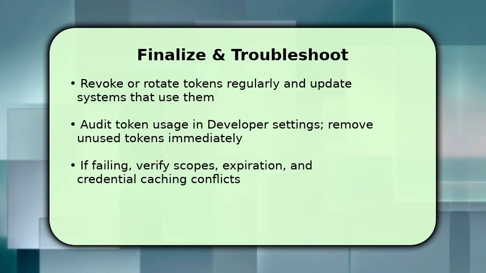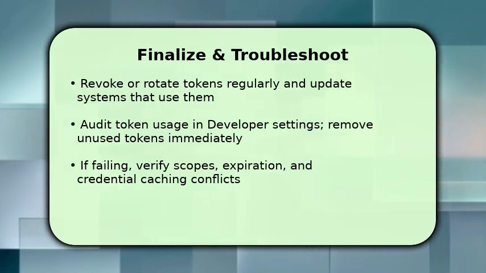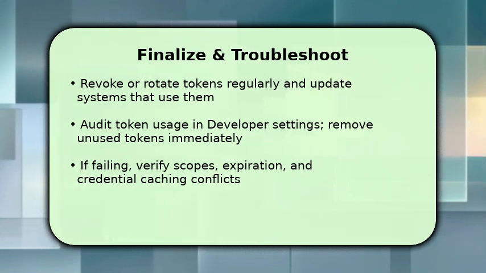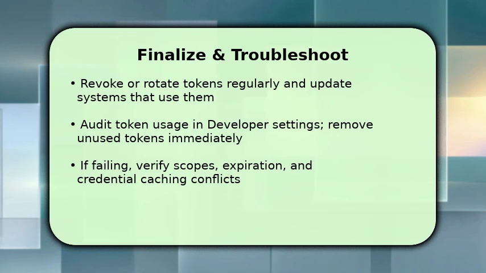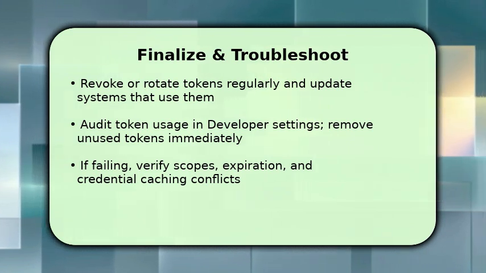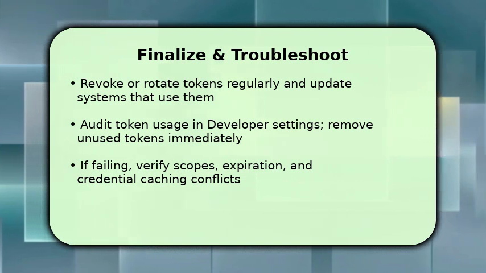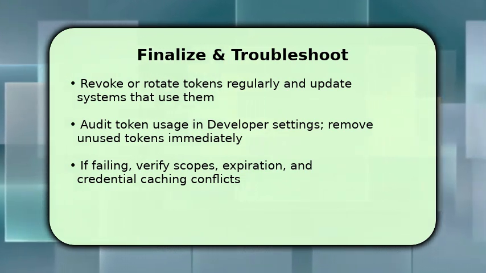If something goes wrong, first confirm the token hasn't expired and that the selected scopes include required permissions. Next, clear local credential caches and re-enter credentials. Finally, audit recent token usage in GitHub to spot access attempts, and revoke the token if you detect any.